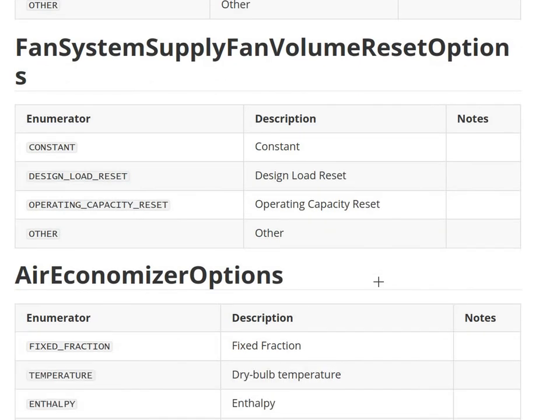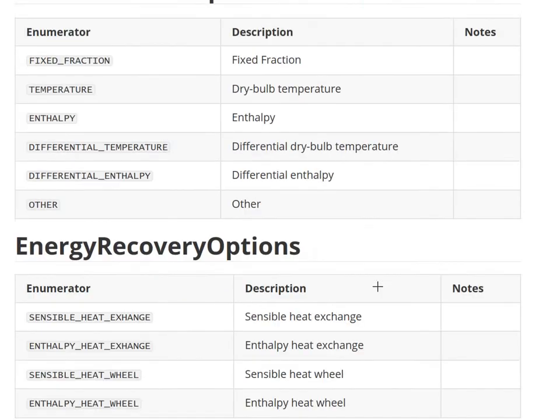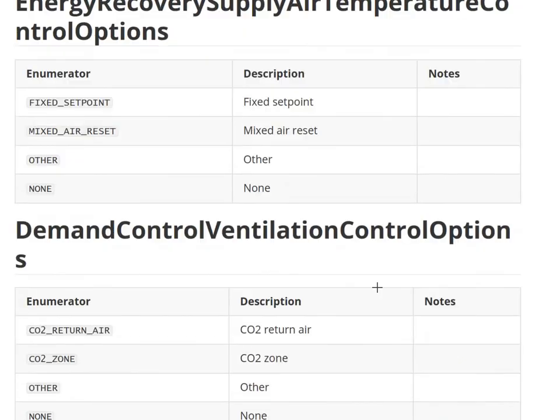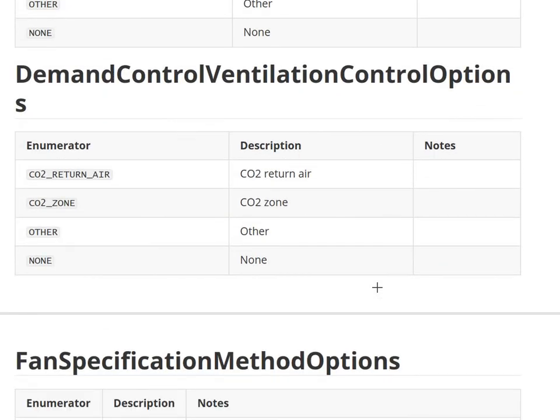And then these are some of the reset options having to do with supply fan volume reset. So there'd be constant and then reset to the design load or reset to the operating capacity. And then a few down here is demand-controlled ventilation control options. So these are where the sensor is located for the CO2, so either in the return air or in the zone. Or obviously for many systems there's no sensor at all. So that finishes up the enumerations for fan system.